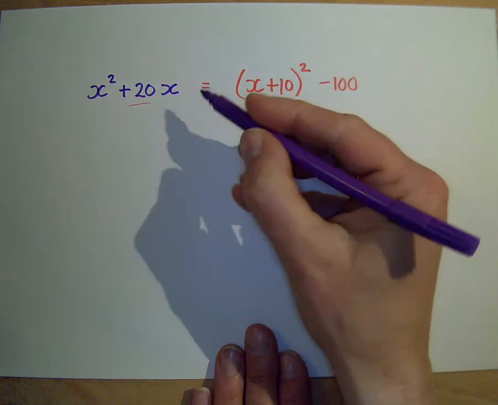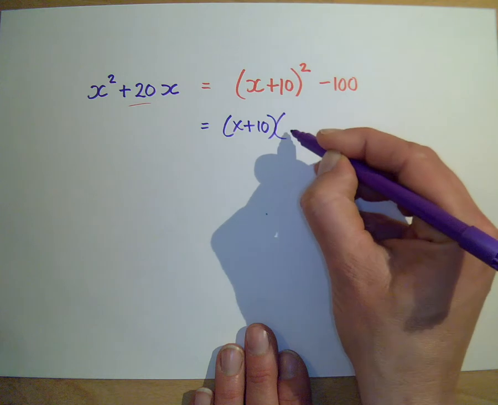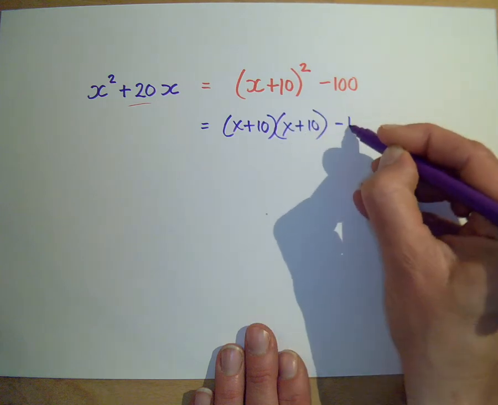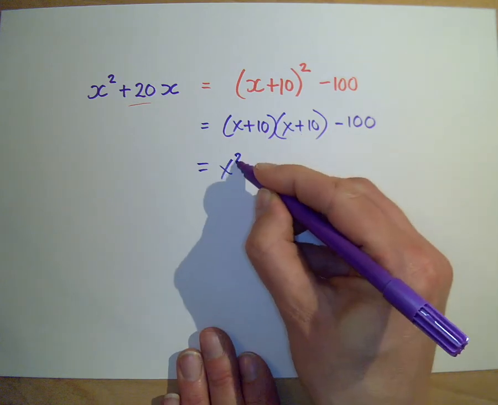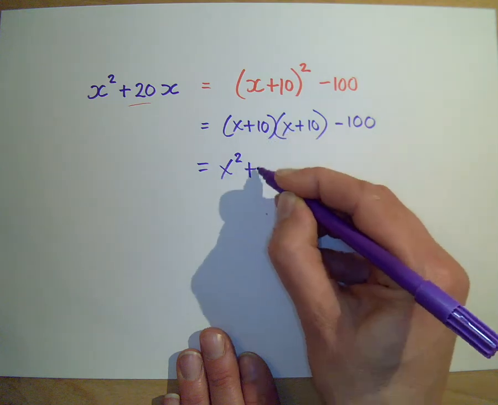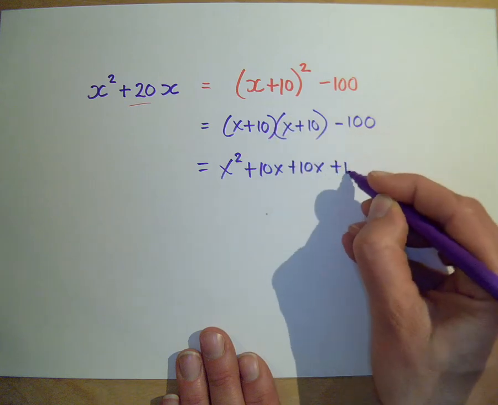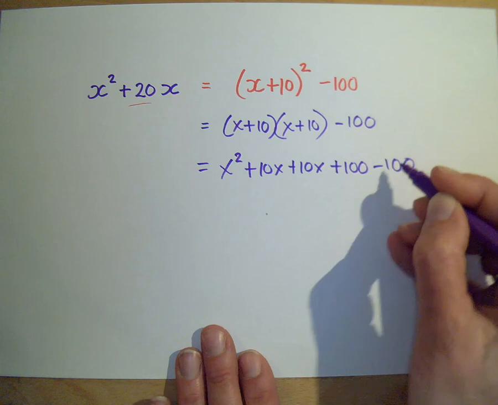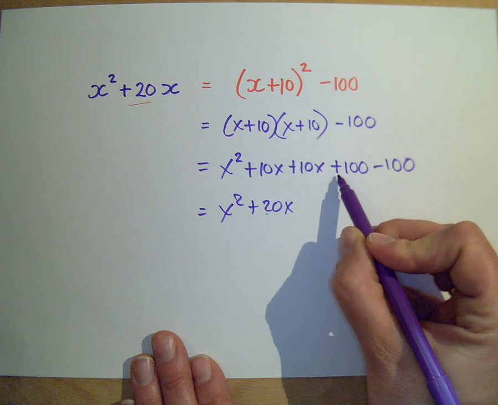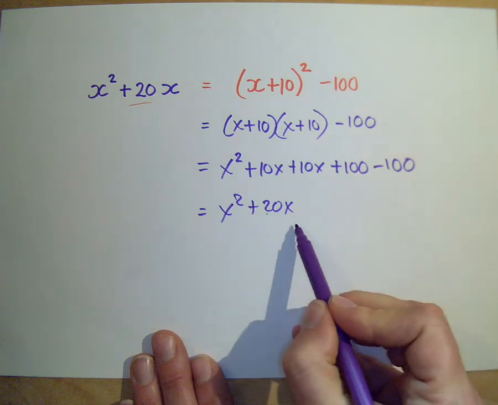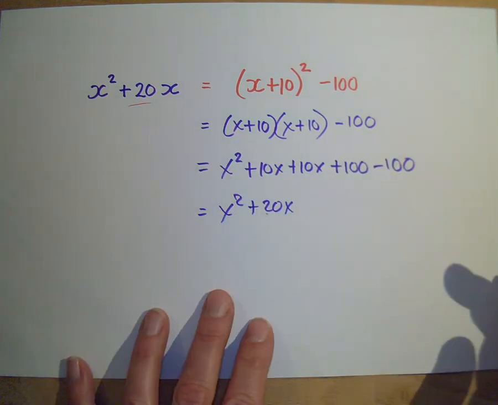And then if we want to check our answer, we can expand this and say x plus 10 times x plus 10 minus 100. That should be this then. Let's see. When we factorize it, x times x is x squared, plus inside 10x, outside plus 10x, the last terms plus 100, and then minus 100. x squared, 10x plus 10x is 20x, plus 100 minus 100 is nothing. So this is what we get, and that's what we started with. So this must be correct. Okay, that was a quick recap.